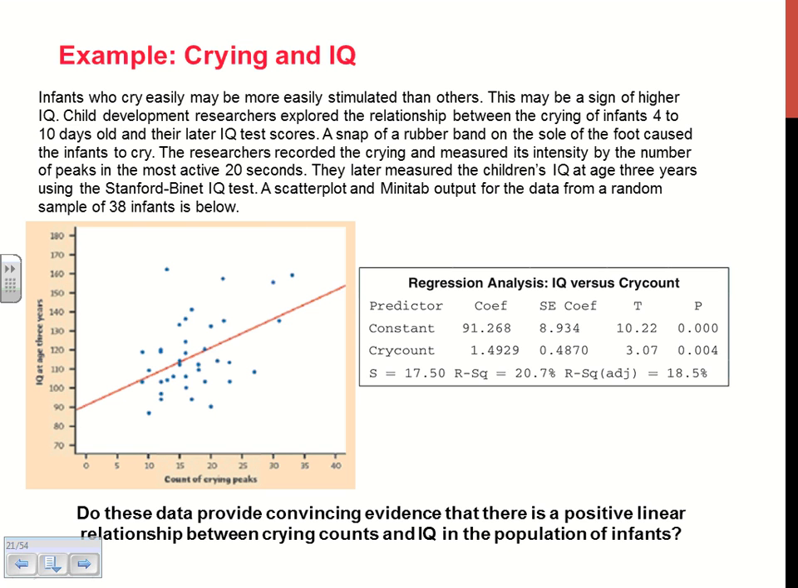A scatter plot and Minitab outputs for the data from a random sample of 38 infants is below. Please don't do this test at home. Okay, so here's all of this. So do these tests provide convincing evidence that there is a positive linear relationship between crying counts and IQ in the population of infants? Well, let's find out.